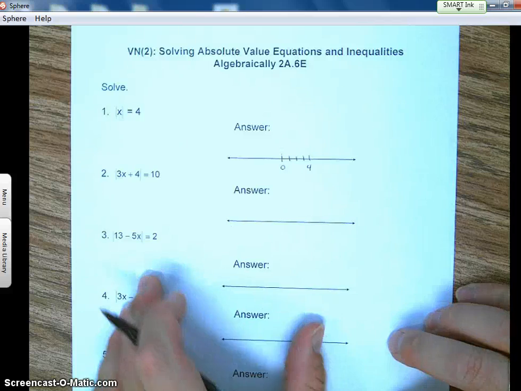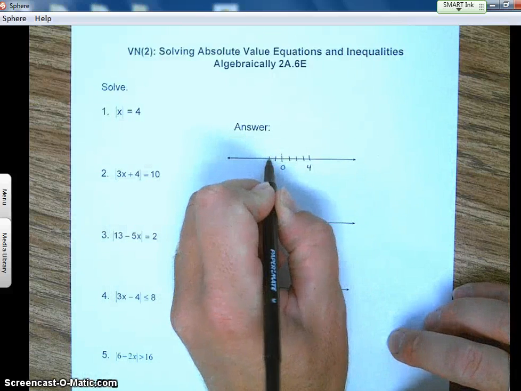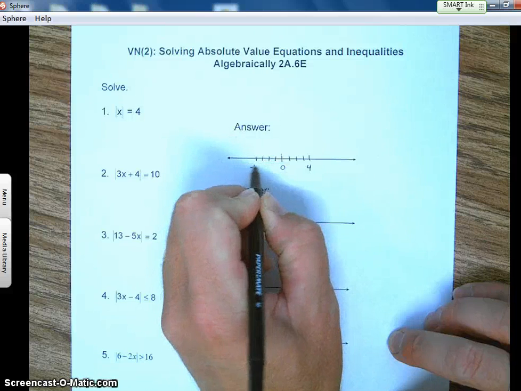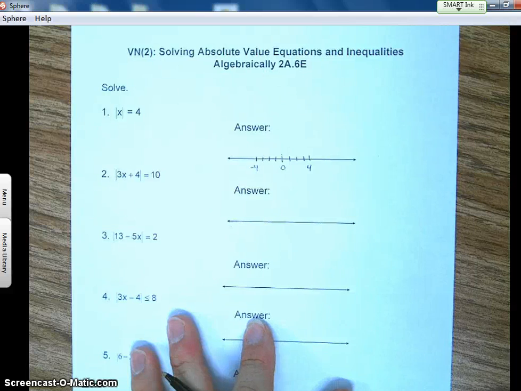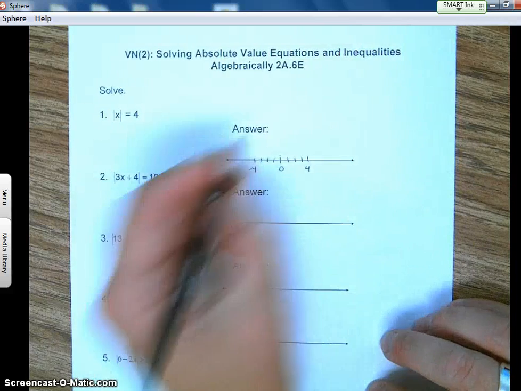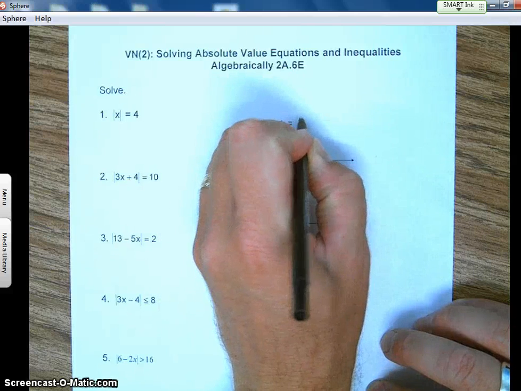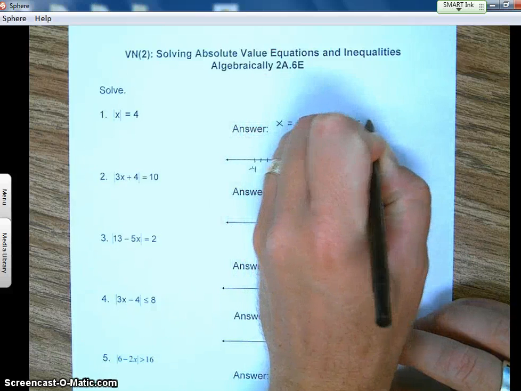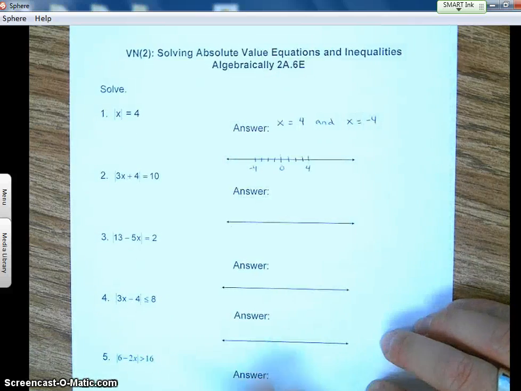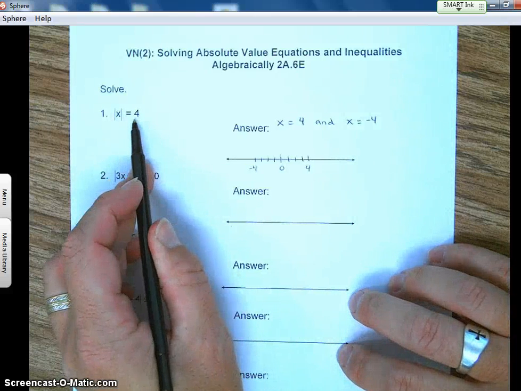Okay. We also know that negative 4 is 4 units from 0. So that's going to be our other answer. So our answers would be x equals 4 and x equals negative 4. So having said that, that's kind of how we set up these problems.